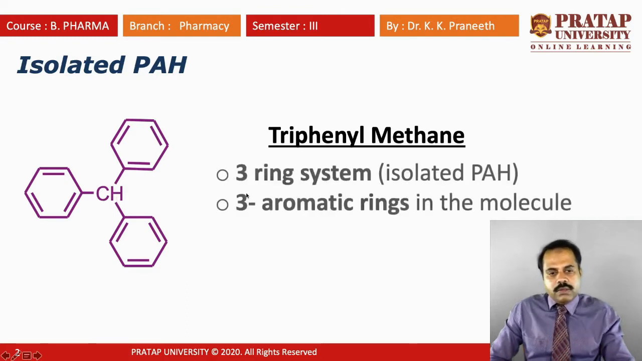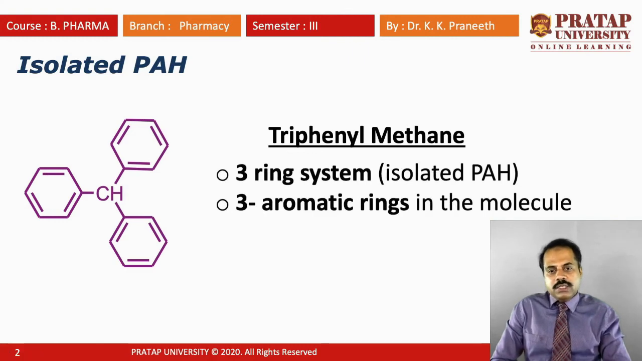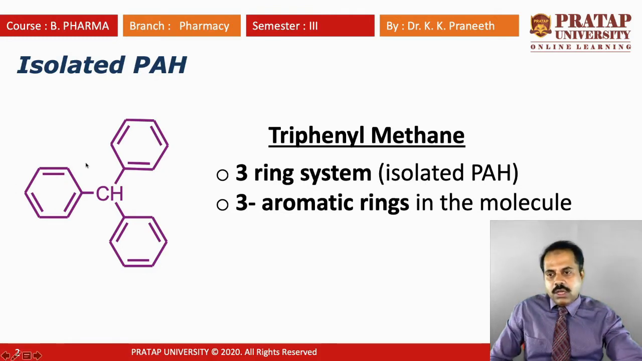The special point we can notice is that it is a 3-ring system, right? We have already mentioned that it is a 3-ring system, and it is isolated because these rings are not fused, not attached on each other. It is isolated because it is connected through a carbon. And this is the third ring, also connected through carbon and isolated. So there are 3 aromatic rings in the molecule, 1, 2, 3 benzene rings. This is a special point of triphenyl methane.